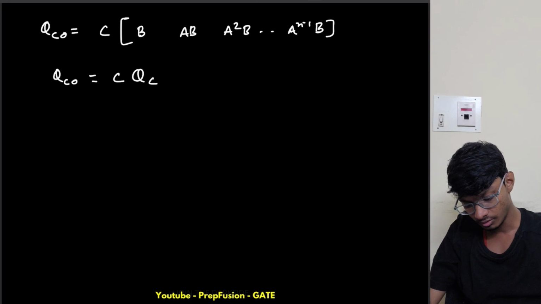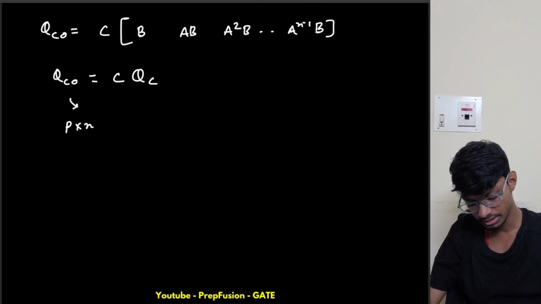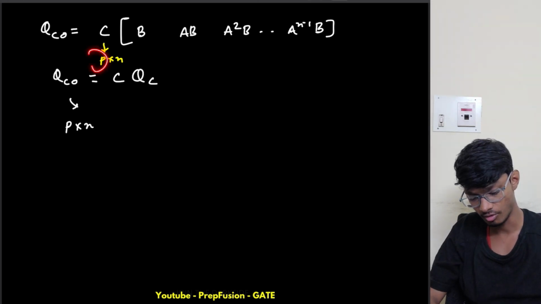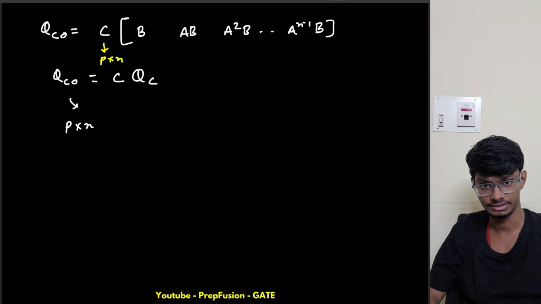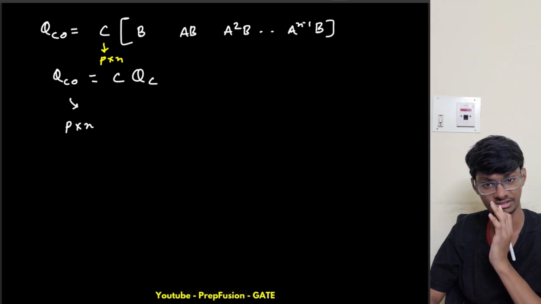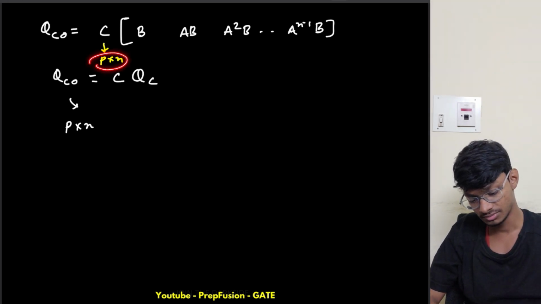So what will be the final order? The order of this one will be some P cross N. Why? Because the order of C is P cross N. I'm just writing the matrix orders. P is the number of outputs, and N is the number of states, the order of the system basically. This was already taught in the first few lectures, so you should have a crystal clear concept of this. So this is P cross N.